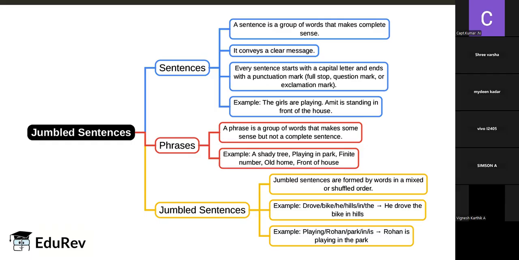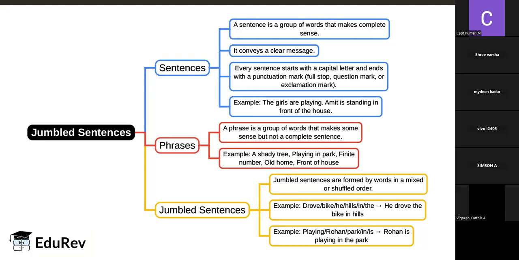Now we'll see the sentence part. A sentence is a group of words that makes complete sense. It conveys a clear message. Every sentence starts with a capital letter and ends with a punctuation mark: full stop, question mark, or exclamation mark. Example: the girls are playing. Emmett is standing in front of the house.